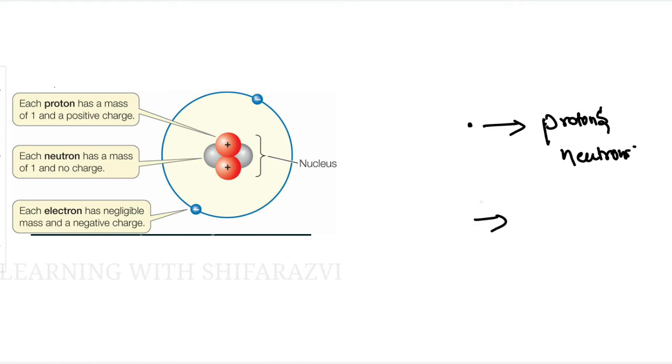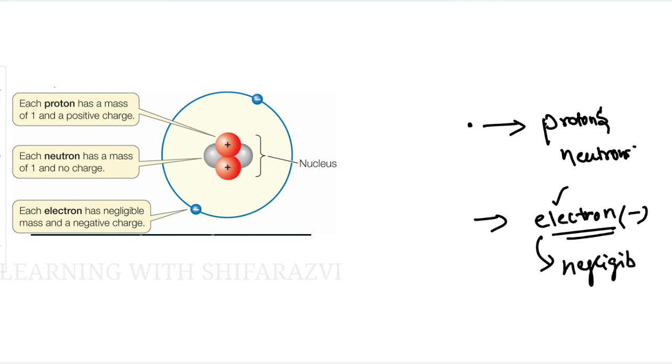An electron is seen anywhere around this nucleus. Inside this big room, it can be seen anywhere. So the mass of an electron is negligible, and the whole mass of an atom is concentrated at the center.